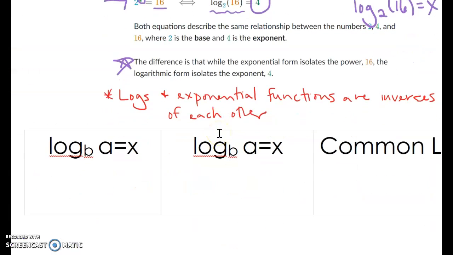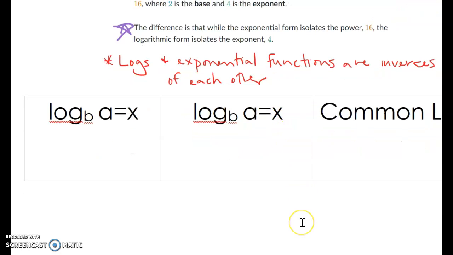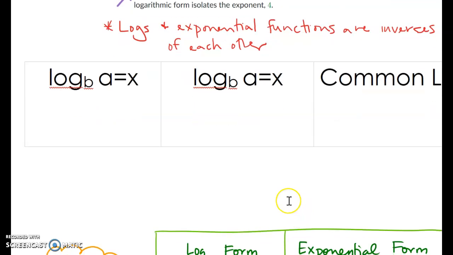Another fact that we're going to come to in a little bit, in a few lessons, is that logs and exponential functions are inverses of each other. I just want to put that on our radar so that when we come to it again in a few days, it will not be entirely new information for us.